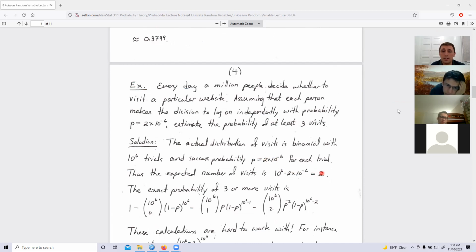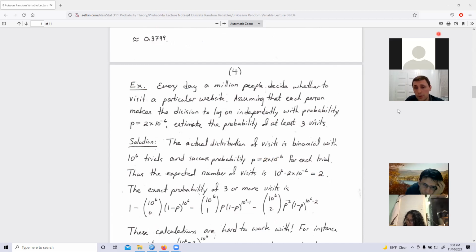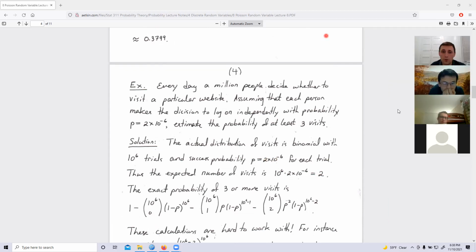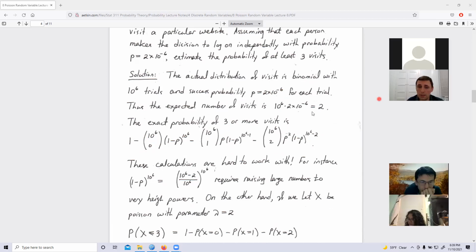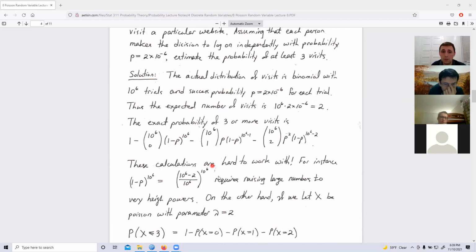And you can see that the average is so much smaller than the number of trials. There are a million trials, and there are only 2 successes on average. All right, so Poisson is a perfect way to approximate it. The exact probability would have been 1 minus 10 to the 6 choose 0 times 1 minus p to the power 10 to the 6, and so on. But look at it, taking a number to the power of 10 to the 6 is enormously complicated. It's a huge power. We don't want to do that.